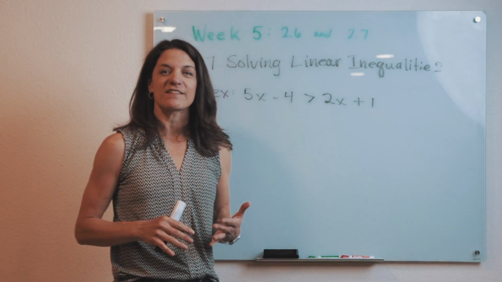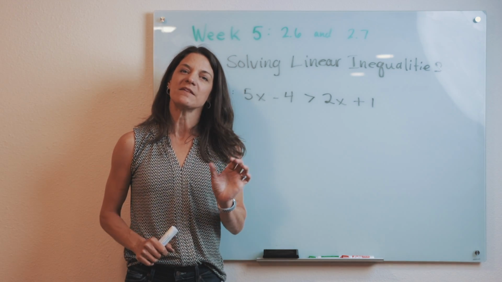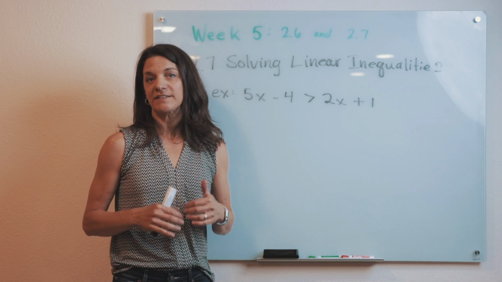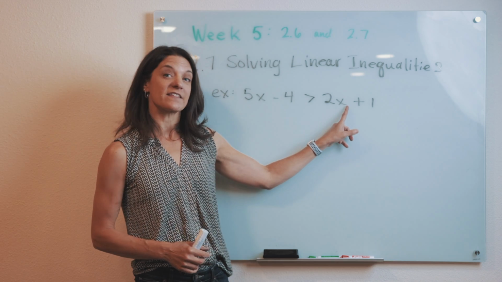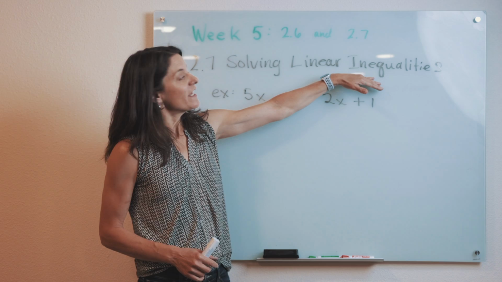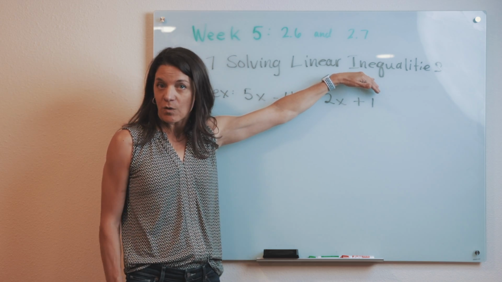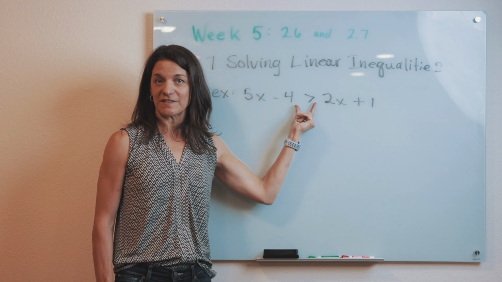Section 2.7 is on solving linear inequalities. So we know what linear means. It means that the variable x has degree 1. So we have no exponents greater than 1. In our example, we can see that we've got degree 1. It's not an equation, it's an inequality. So that means instead of having an equal sign, we're going to have an inequality symbol.